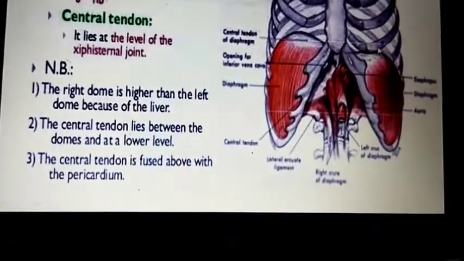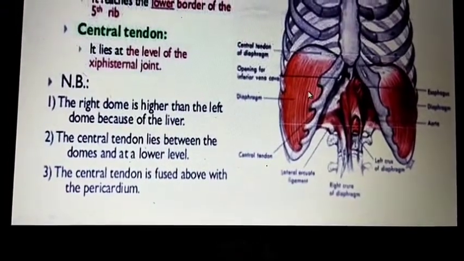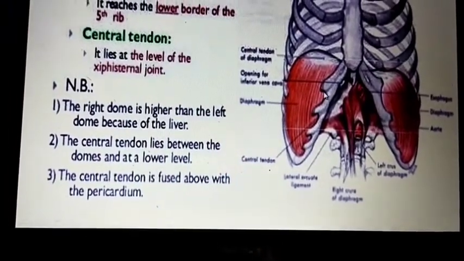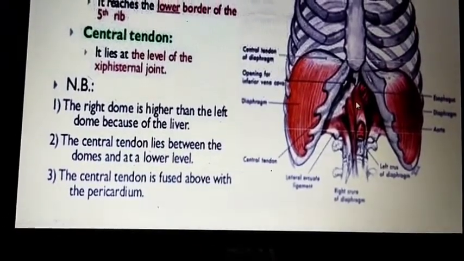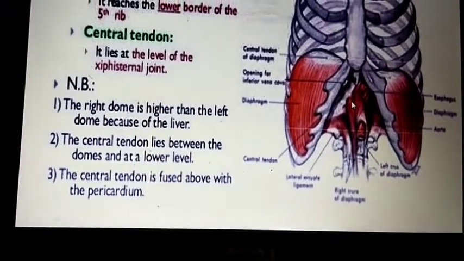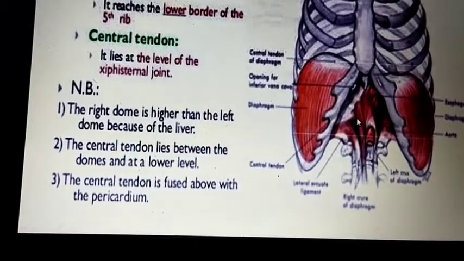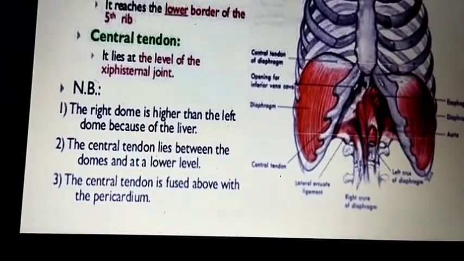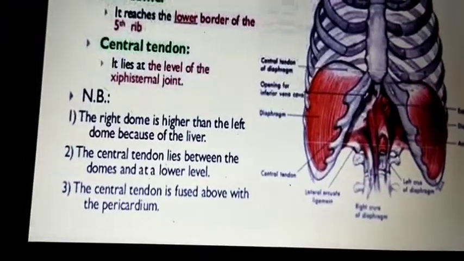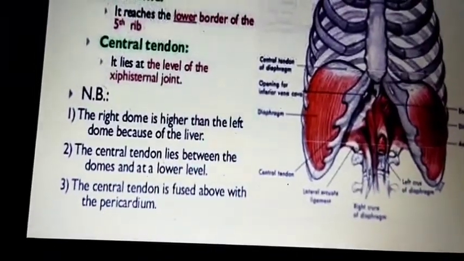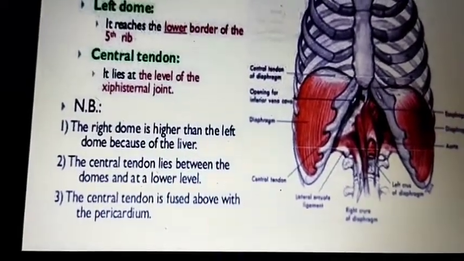Now, the right dome is higher than the left dome because of the liver. The central tendon lies between the domes, at a lower level. The central tendon is fused above with the pericardium. Peri means periphery or around, cardium means heart. Around the heart, there is one protective layer, one covering, that is the pericardium.